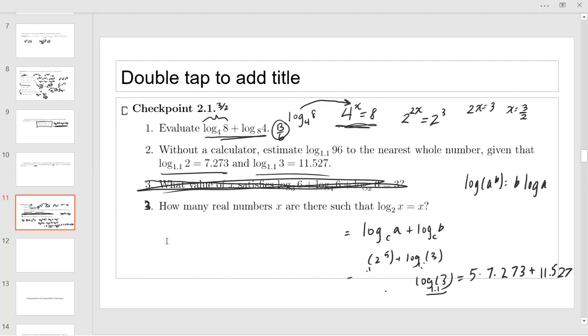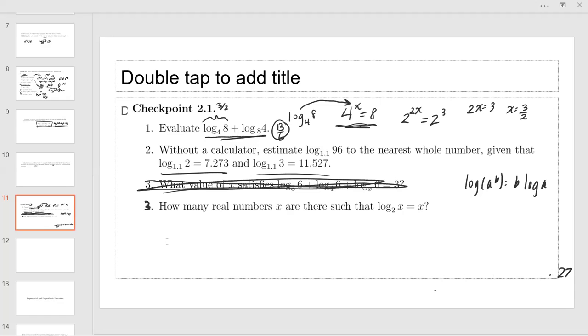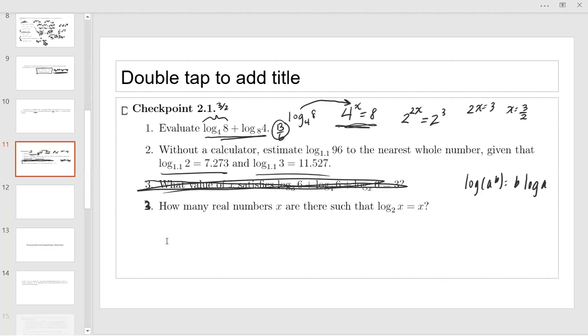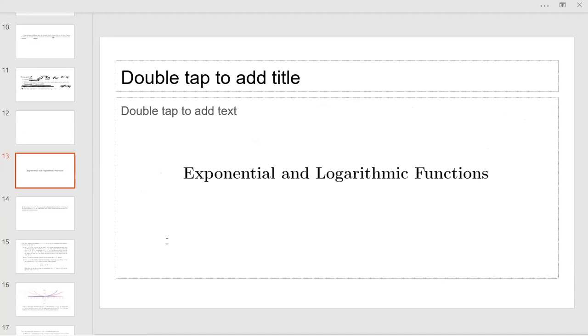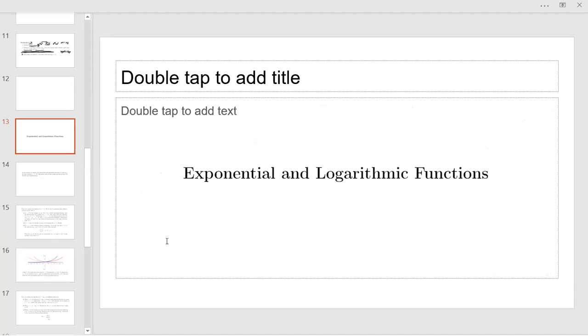So now for part 3, we want to find how many real numbers satisfy x is equal to the log of a base 2. So there are actually no solutions to this equation, and you'll see why in the next section. So we'll come back to this soon. So now we'll move on to exponential and logarithmic functions.